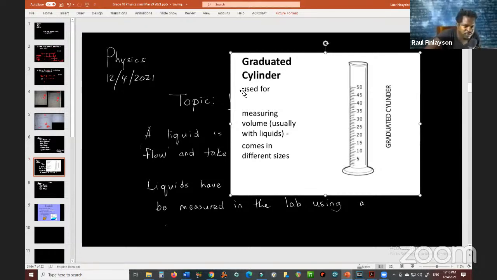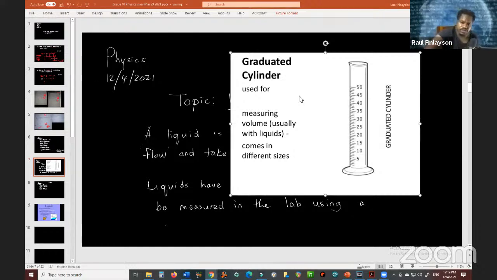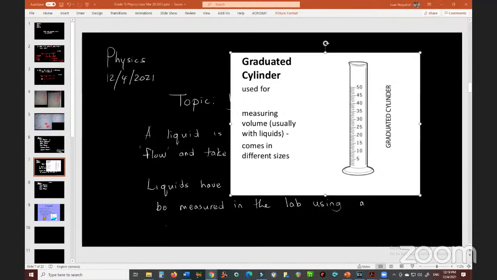All right. So what is the name of this device? Graduated cylinder. That definitely is a graduated cylinder. So this is the apparatus, the equipment that we use to measure the volume of liquids. I'm pretty sure you have seen something like this before, at school. Yes, sir. So that's what we use.